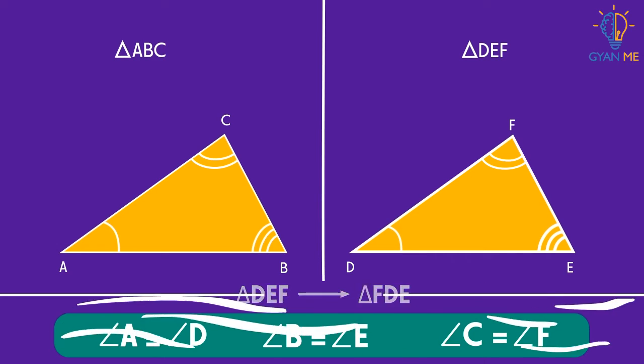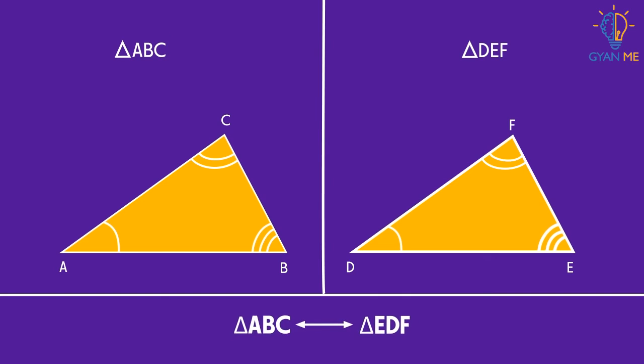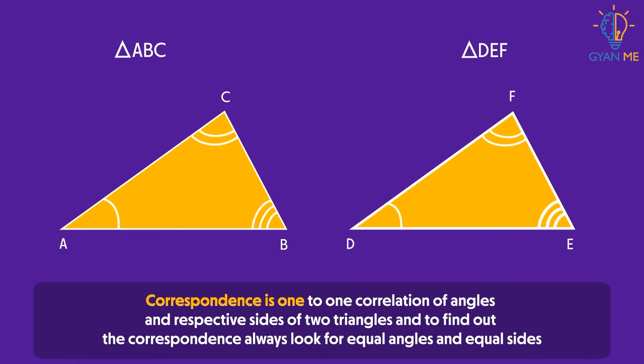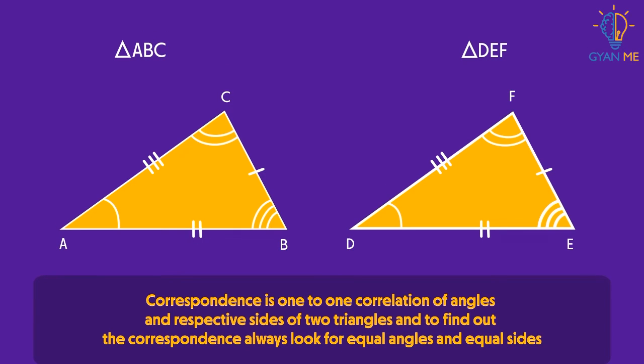Similarly, we cannot write triangle ABC corresponds to triangle EDF. Again, this would also change the sequence and in turn change the correspondence. Thus, students, correspondence is one-to-one correlation of angles and the respective sides of two triangles. And to find out the correspondence, always look for equal angles and equal sides.